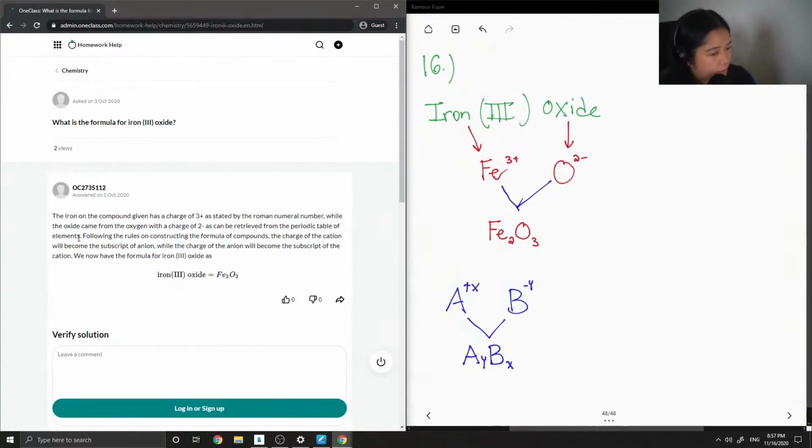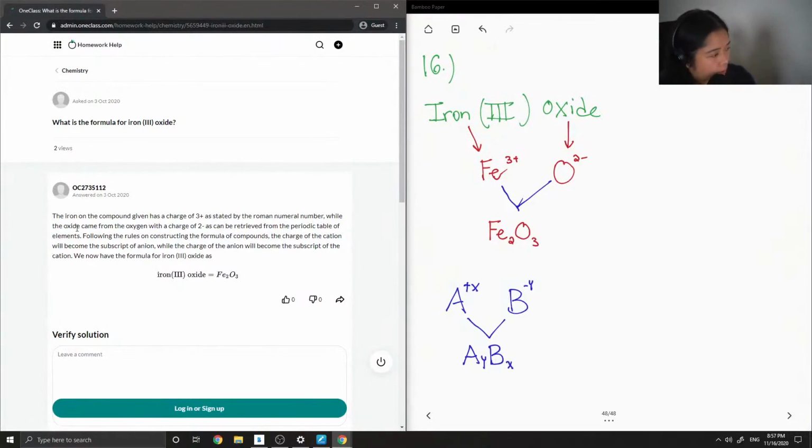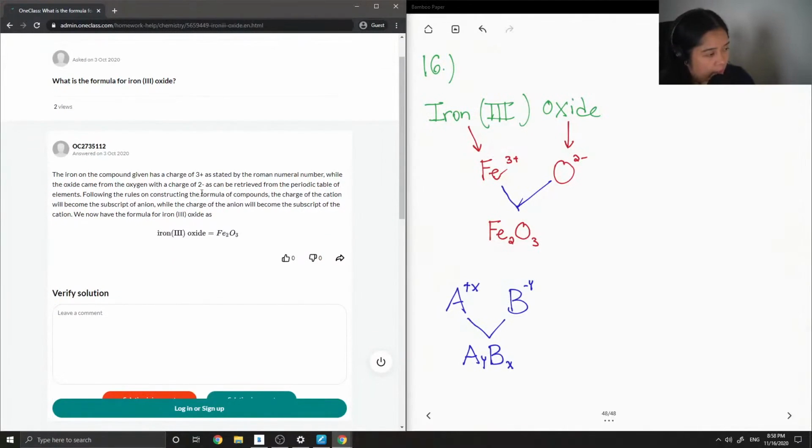Okay, so let's see what the junior tutor said. The iron in the compound given has a charge of 3+ as stated by the Roman numeral, while the oxide came from the oxygen with a charge of 2- as can be retrieved from the periodic table of elements. Following the rules on constructing the formula of compounds, the charge of the cation will become the subscript of the anion, while the charge of the anion will become the subscript of the cation. We now have a formula for iron(III) oxide as Fe2O3. Yep, so this solution is correct.